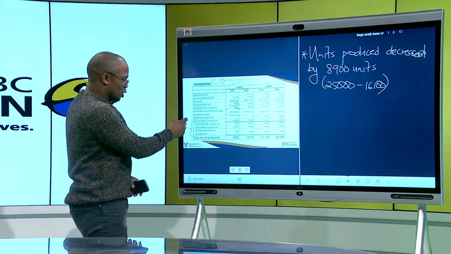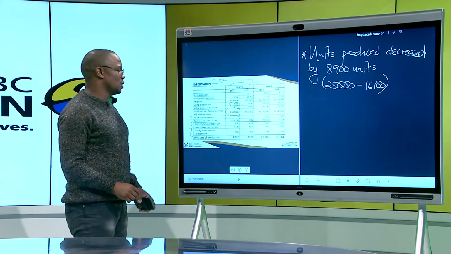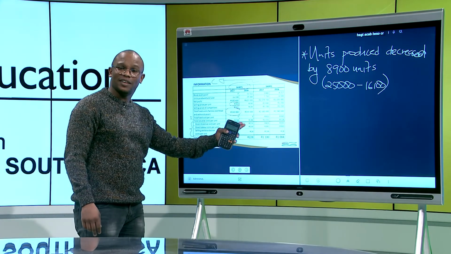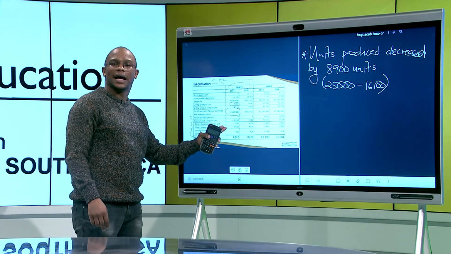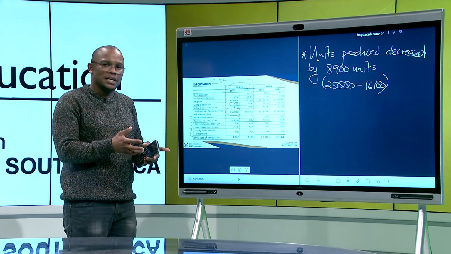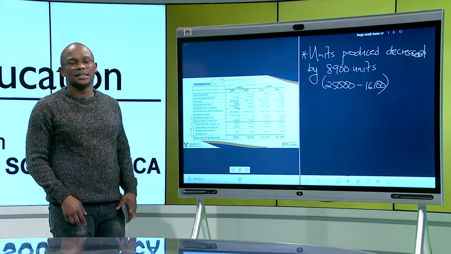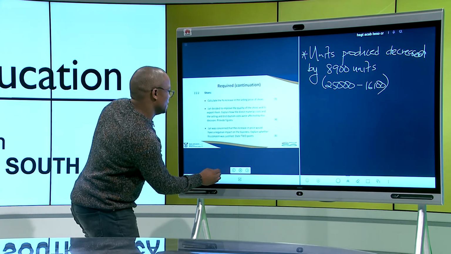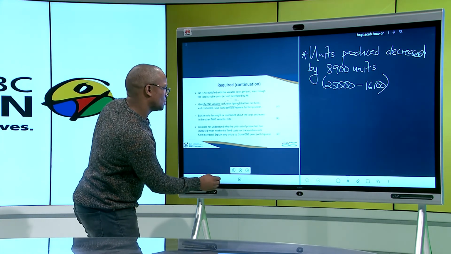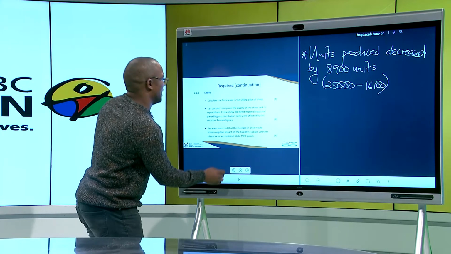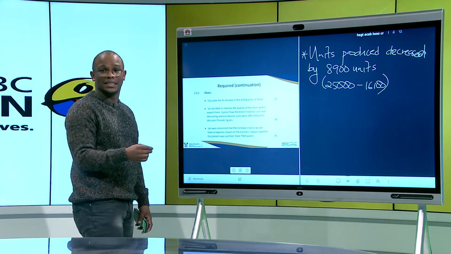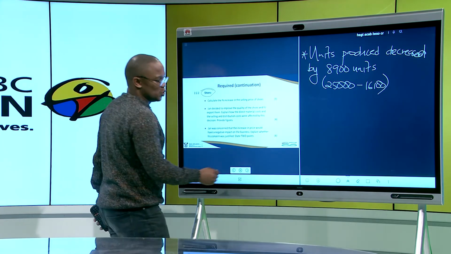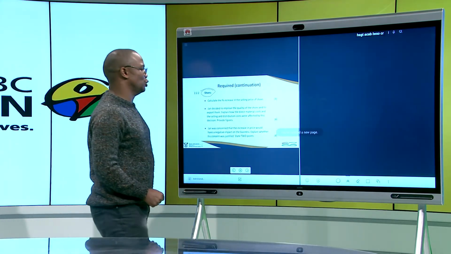Or you may also use the total fixed cost per unit. You calculate for the previous year, you calculate for the current year. Check the difference, you will see it will decrease. Hope you understand this one, my dear learners. Then let's go to the next question. Remember the previous question, it was relating to shirts. Now this one relates to shoes. Let's check how you do this one.